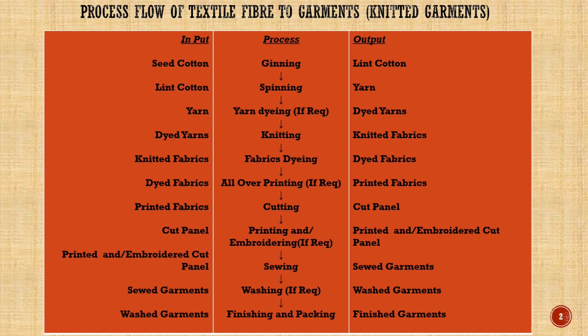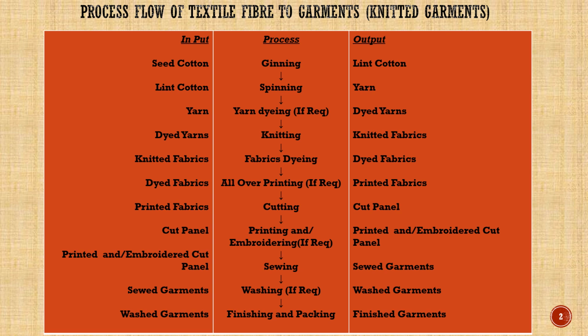Here you can see the process flowchart started from ginning to the finishing of garments, and on the left side we can see what is the input, and on the right side we can see what is the output of this process. So ginning is the process of removing seeds and waste from raw cotton ball, and the output is lint cotton. Yarn is produced through a spinning process from lint cotton.